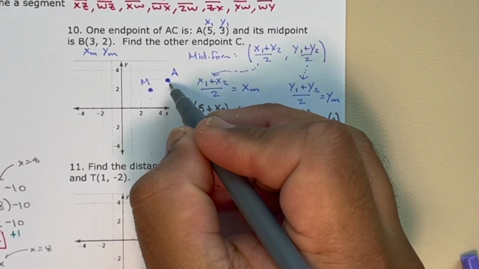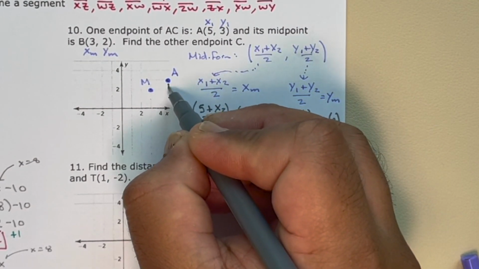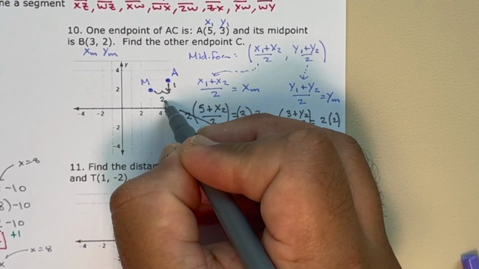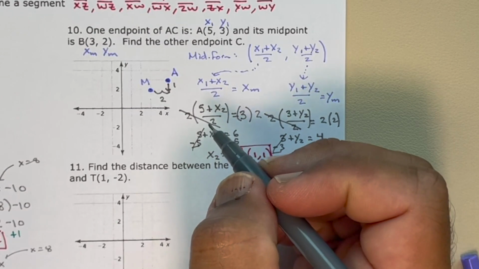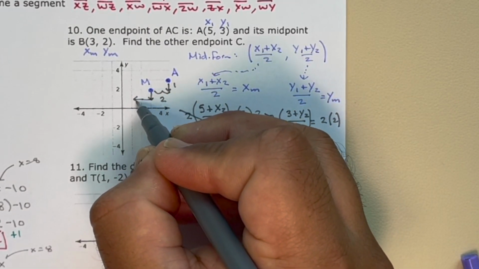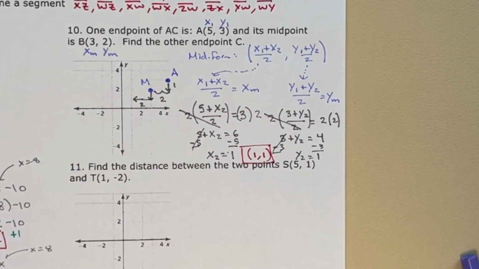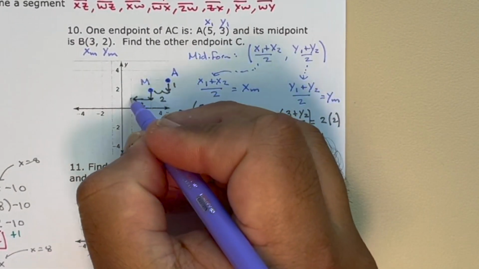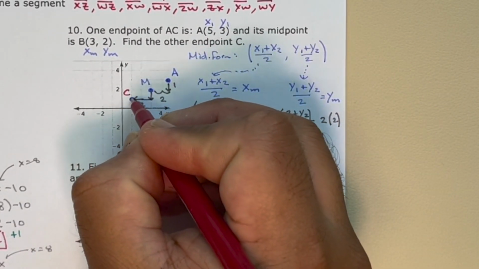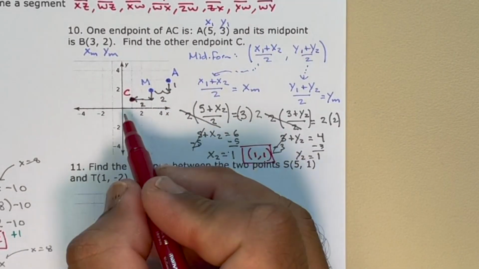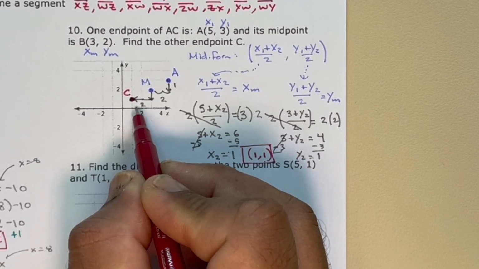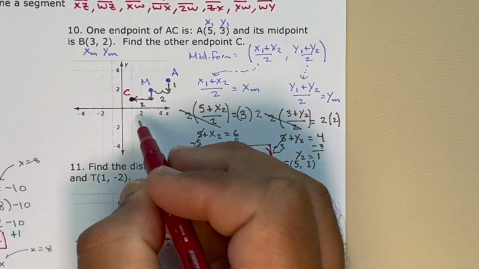So if I count down from A to M, count down 1, and then count over, looks like 2, then I need to do the exact same thing to find the other point, because it's right in the middle. So I'm going to count down 1 over 2, and I should be at my other point. That is red. And that is point C. So what is that point? From the origin, that's over 1. So a positive x, 1, and then going up, that's 1. So that's 1, comma 1.